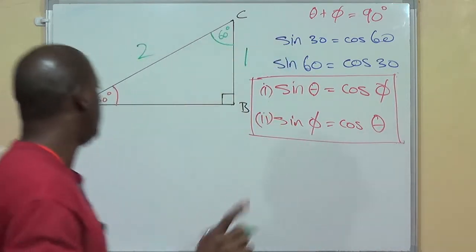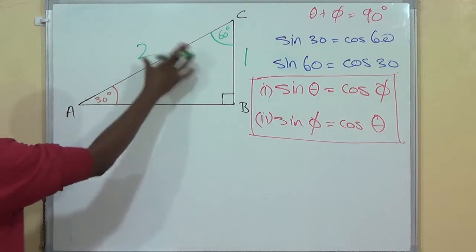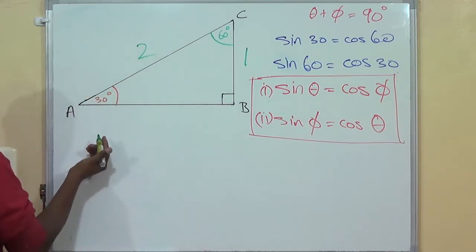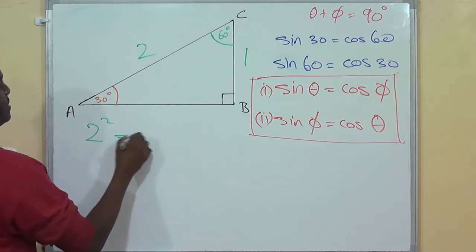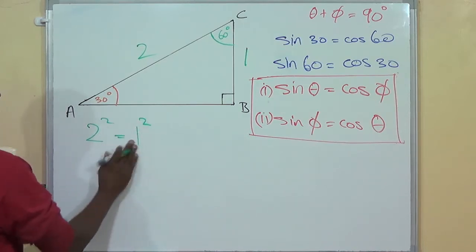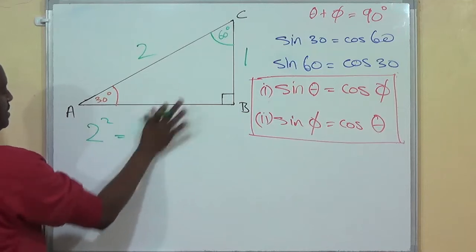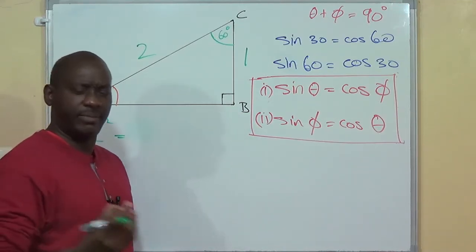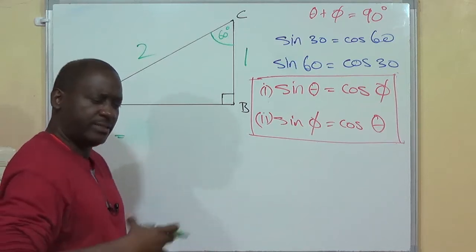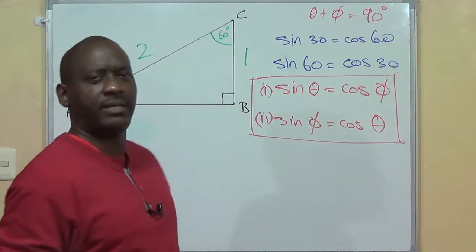Alright, so we need to find the length of AB. By Pythagoras theorem, we know that 2 squared, 2 of course being the hypotenuse, is equal to 1 squared. Well, sorry, opposite plus adjacent. I always like to put the opposite side first. Doesn't really matter at the end of the day, but I have my little style.